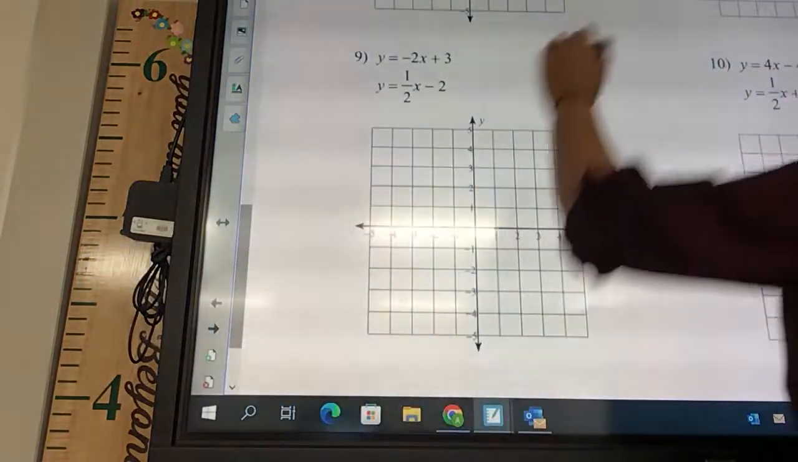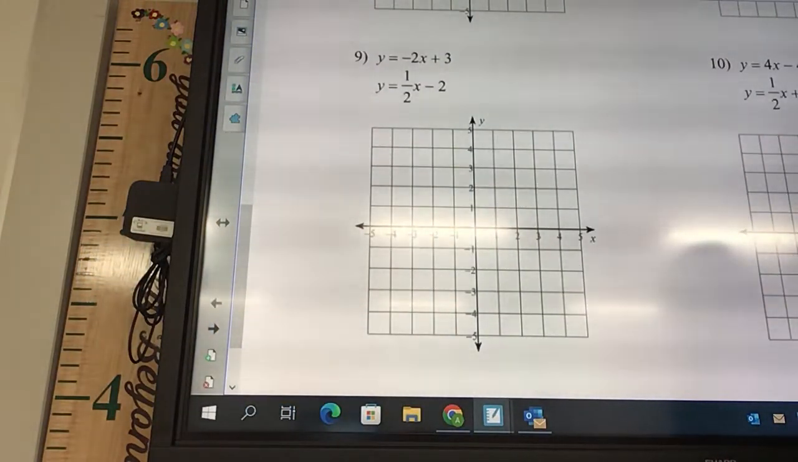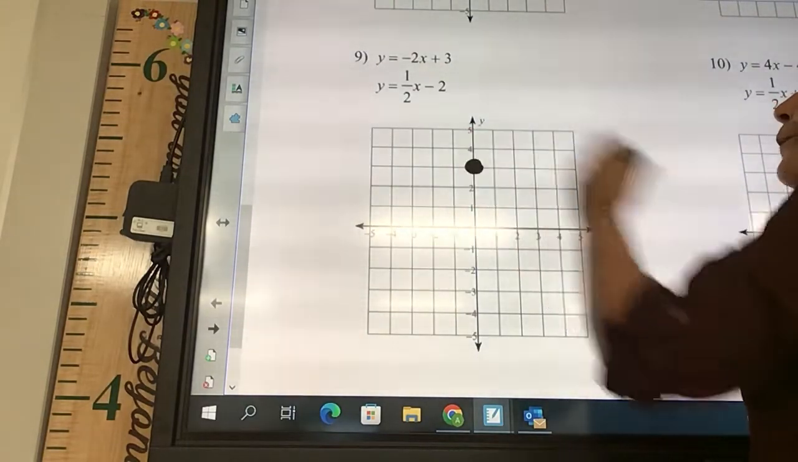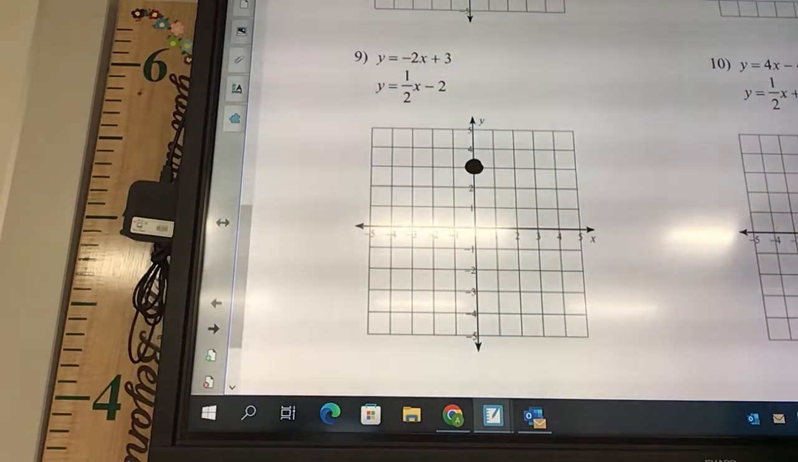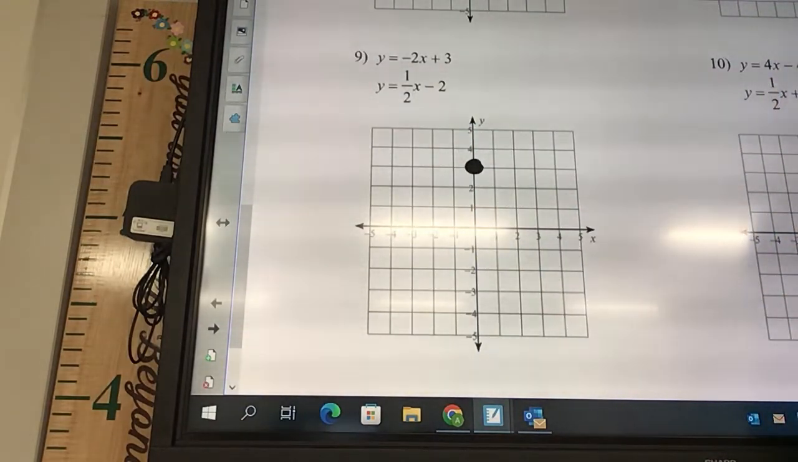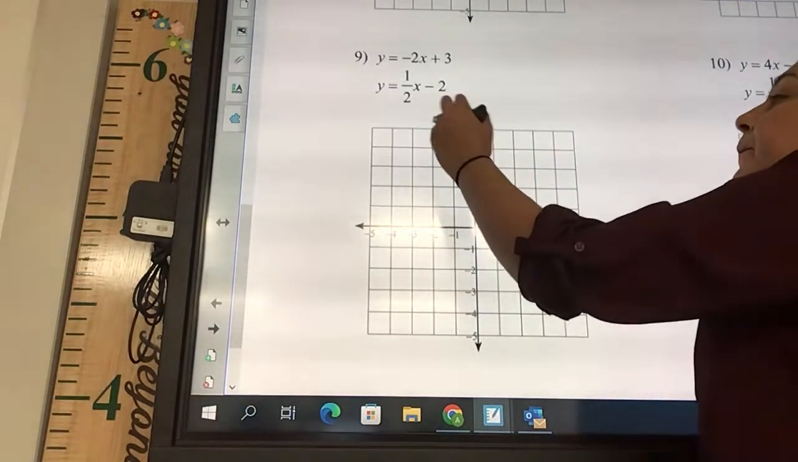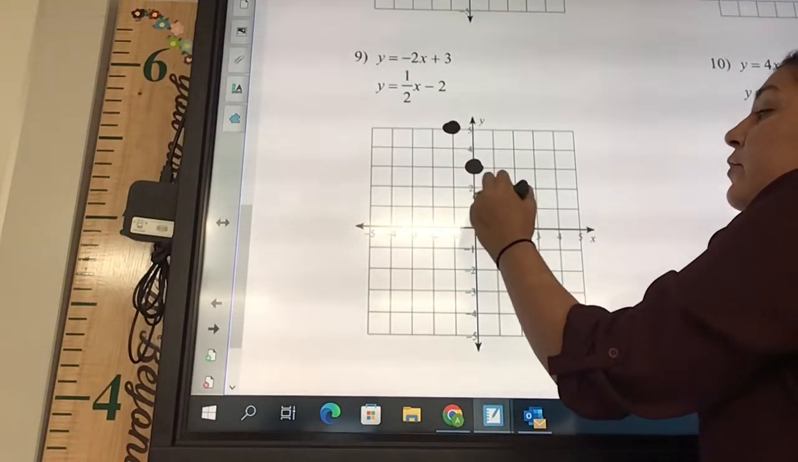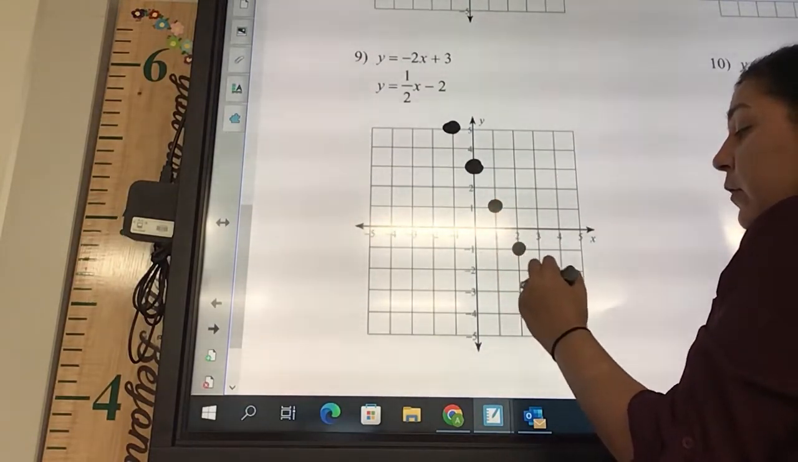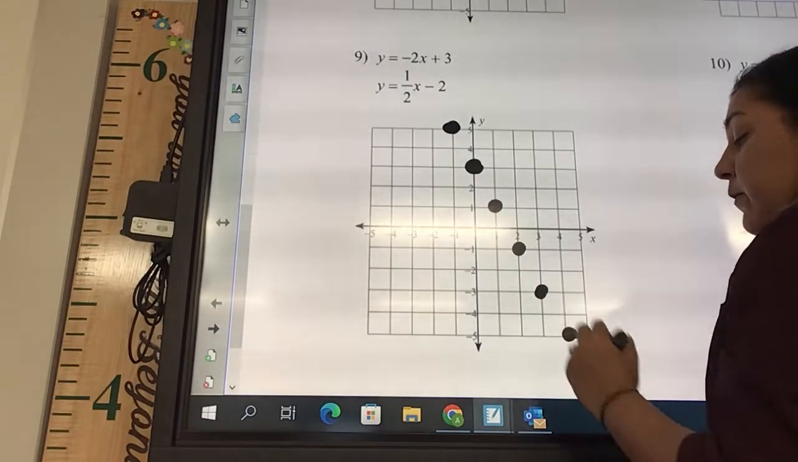Okay, number 9, where does our first graph start? 3. What is my slope? -2, so we're going to go up 2 over 1, which way? To the left, yeah. Okay, and we're going to go down 2 over 1, down 2 over 1, down 2 over 1, down 2 over 1.